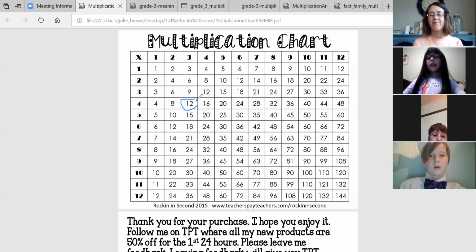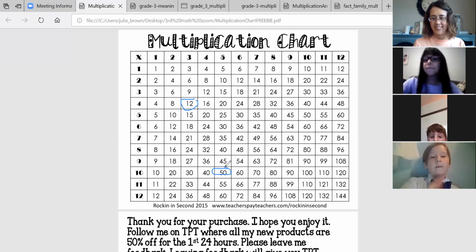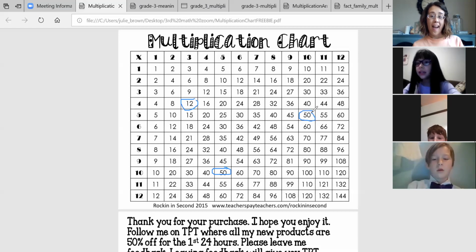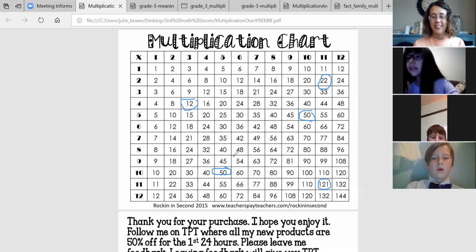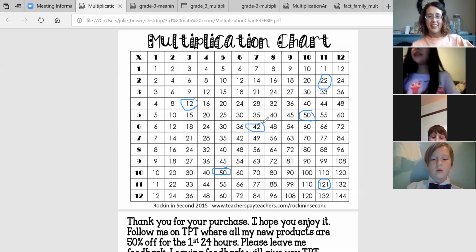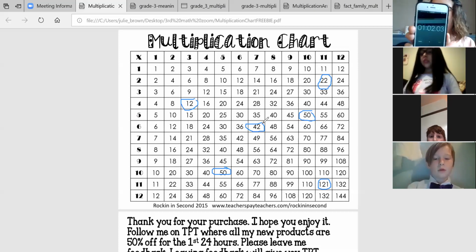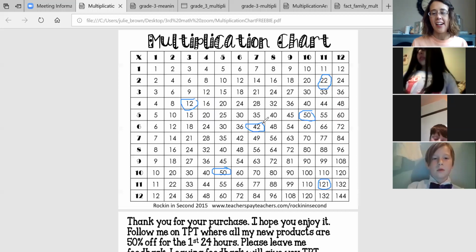Okay, that's 3 times 4 is 12. 4 times 3 is 12. 10 times 5 is 50. 11 times 2 is 22. Good. 11 times 11 is 121. 7 times 6 is 42. Awesome. It only took us a minute and 2 seconds.